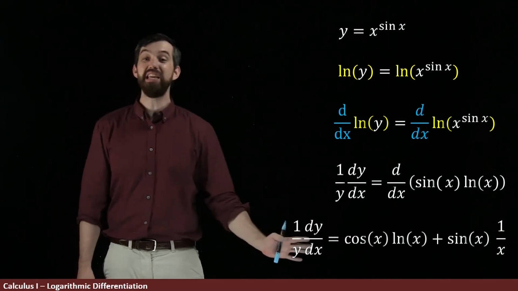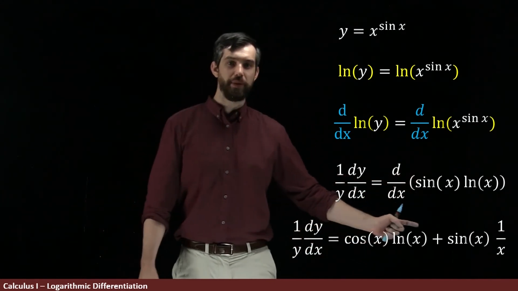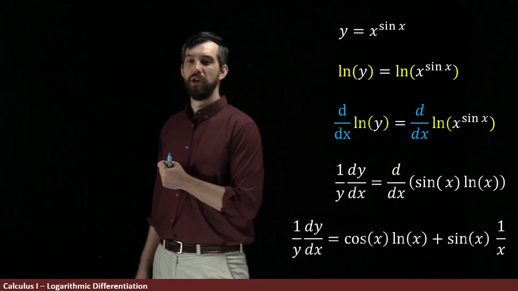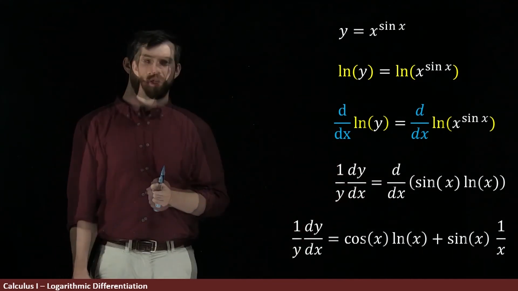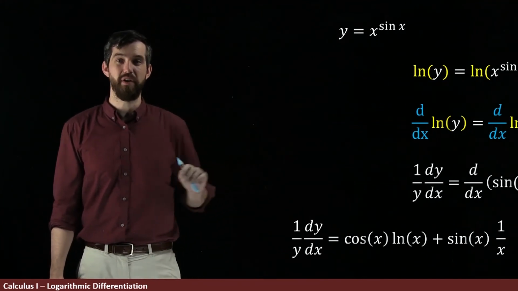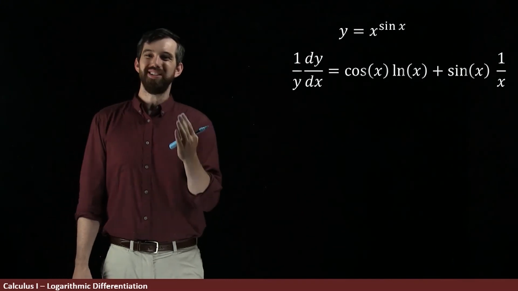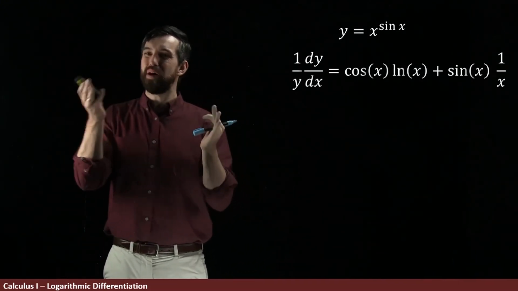So what do I have? I'm going to leave the left-hand side. Sine goes to cos times the natural log plus sine times the derivative of the natural log, which is 1 over x. So I've applied my product rule here. Okay, so I'm happy with this, but I want to do a little bit more work. Let's get rid of all this other nonsense. What I want to do is, I don't want this y here any longer. I want my derivative just to be some function of x.